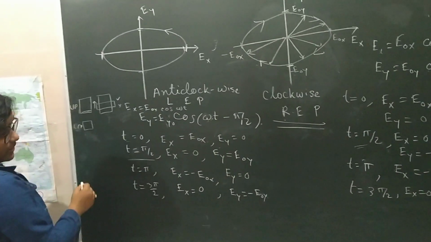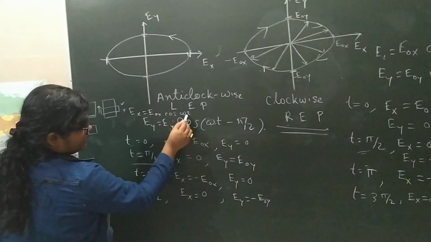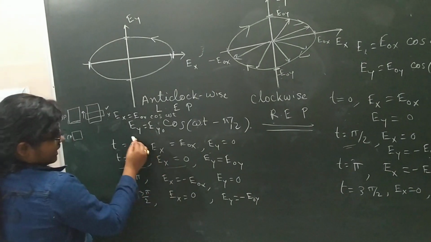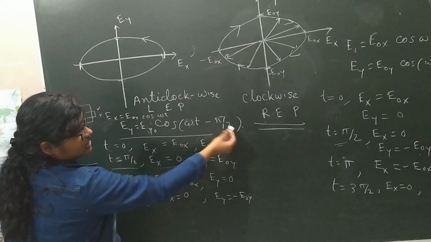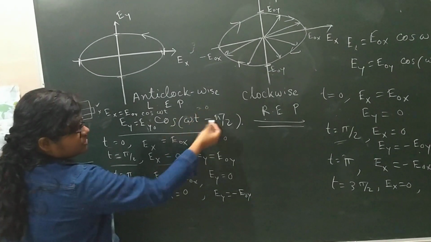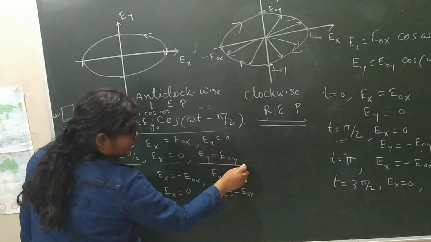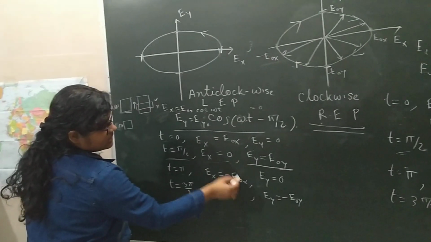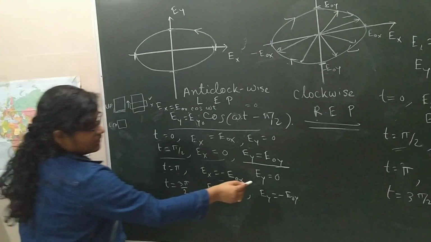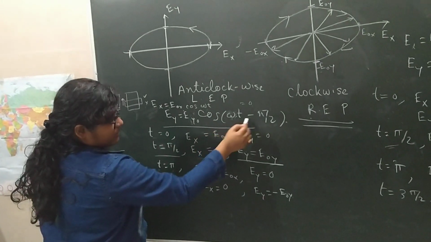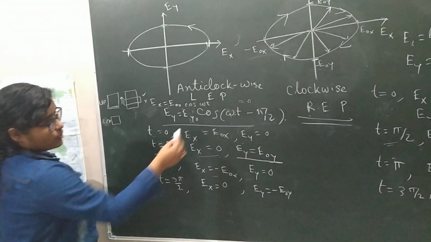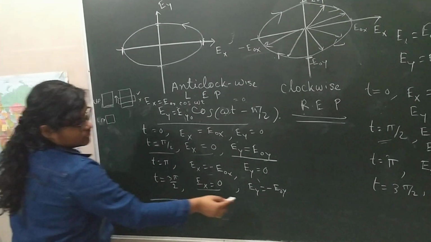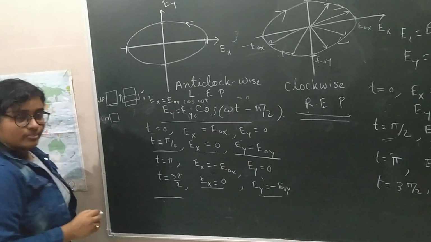Now t equals pi by 2, what will happen? At t equals pi by 2, cos(pi by 2) equals 0, so Ex equals 0, and Ey will be cos(pi by 2 minus pi by 2), that is cos 0, which equals plus 1, so Ey will be E naught y. Now at t equals pi, Ex equals minus E naught x because of cos pi, and Ey equals 0 because pi minus pi by 2 is also pi by 2, and cos pi by 2 is 0. At t equals 3 pi by 2, Ex equals 0 and Ey equals minus E naught y.